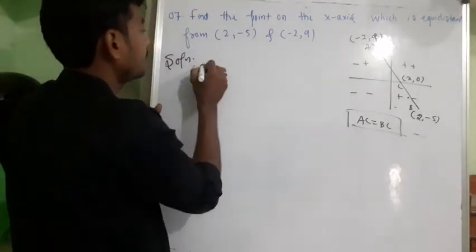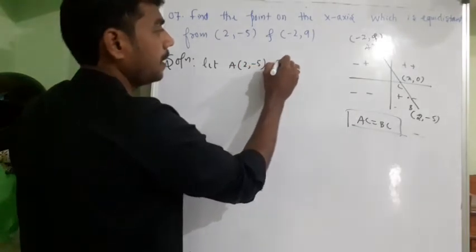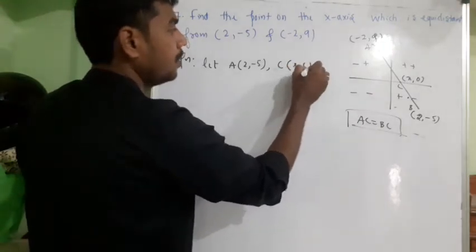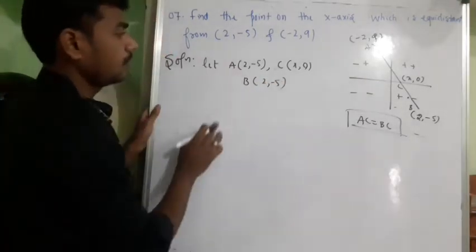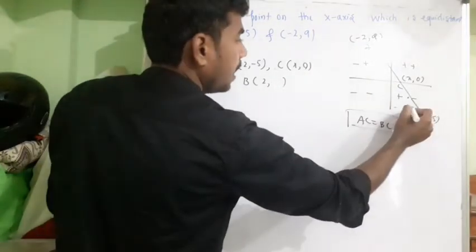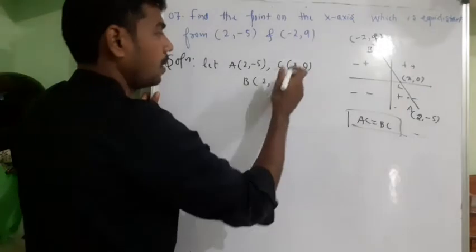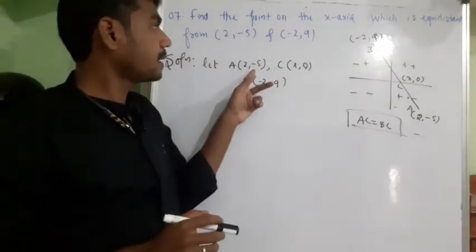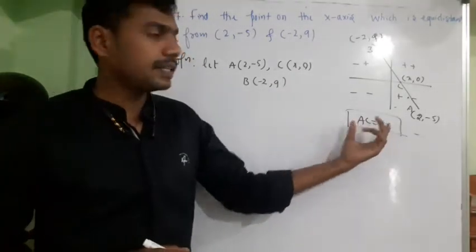So what can we write? Let A be (2, -5), C be (x, 0), and B be (-2, 9). Sorry, let this be A and this be B. So what is the condition? AC is equal to BC.